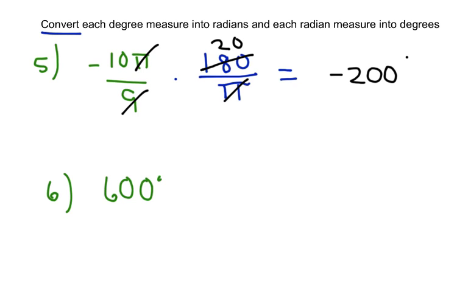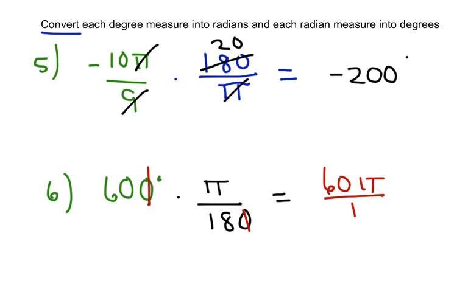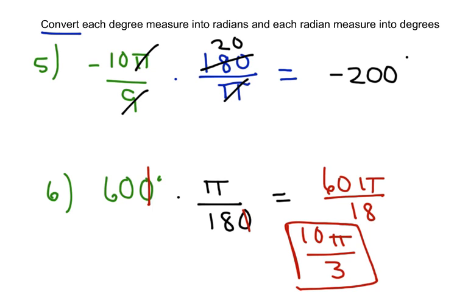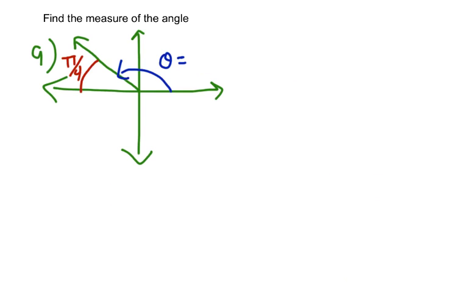Now here we have it in degrees, so we are going to change it to radians. I'm going to multiply it by pi over 180. In this case, I'm doing this in my head. I'm going to cross out the 0 here. That's 60 pi over 18. I know 6 goes into both of this, so I'll have 10 pi over 3. We've done that a lot.